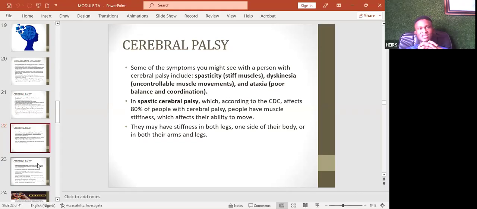So they may have stiffness in both legs, one side of the body, or both arms and legs. It may affect the hands, the legs, or a side: the right hand and right leg, or the left hand and left leg, or both hands. It can affect any part.